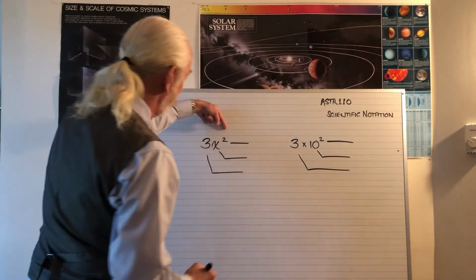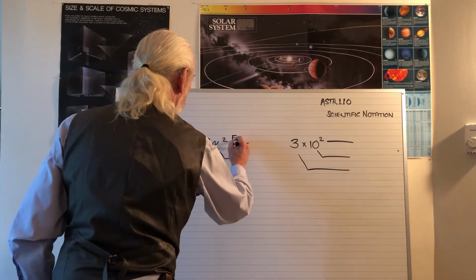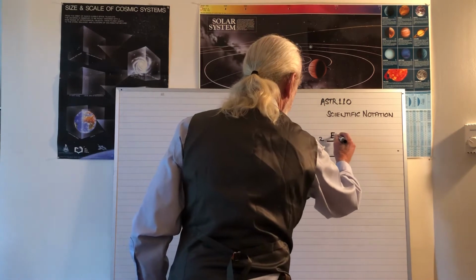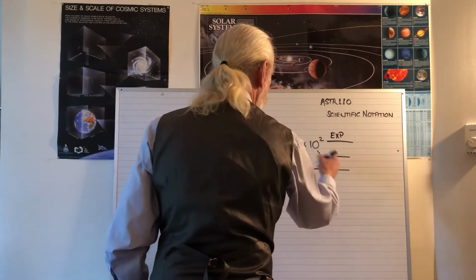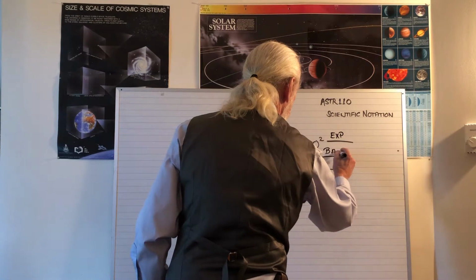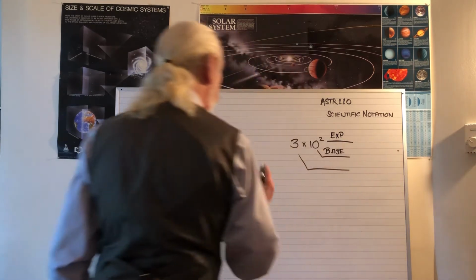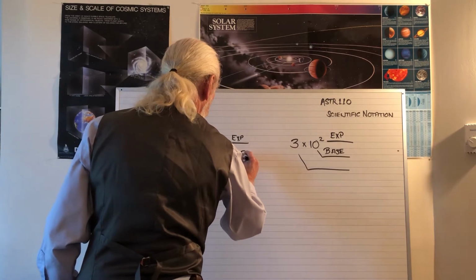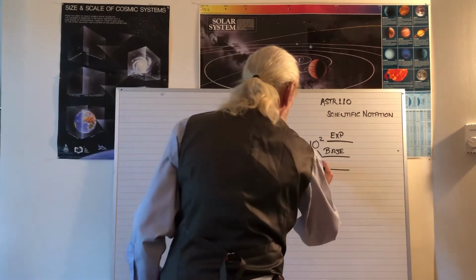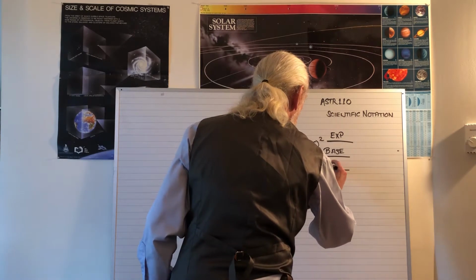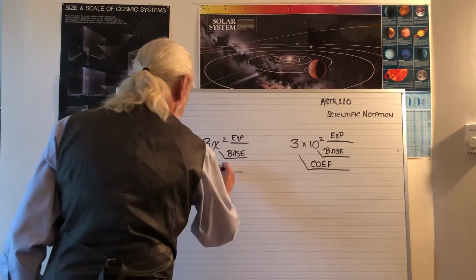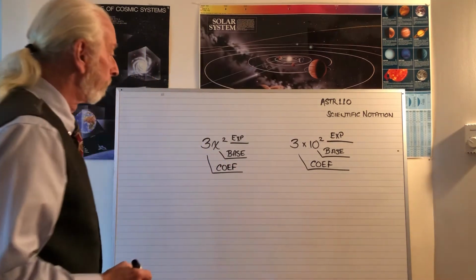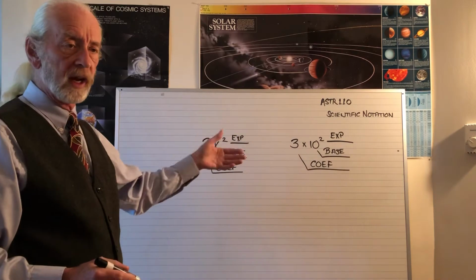So, what's that? Well, that's an exponent. And so is this. This is the base. And here's where we're going to cheat a little bit. We'll call this the base as well. And this is the coefficient. All right. They work in exactly the same way.